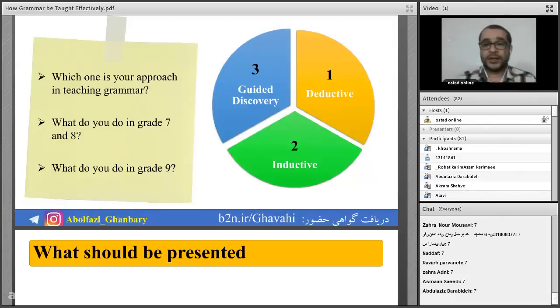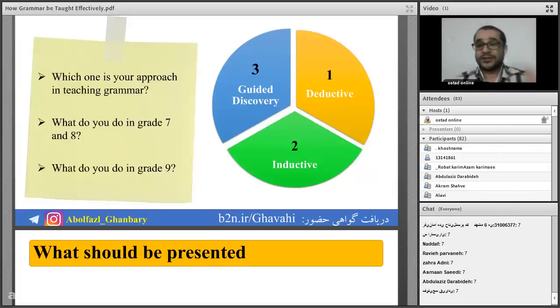The second one, inductive approach. We do not teach grammar at all. We just expose the learners with lots of examples. And the third one is guided discovery. It is a mix of the first approach and the second approach. But in guided discovery, after exposing the learners with lots of examples, again, we do not teach grammar.